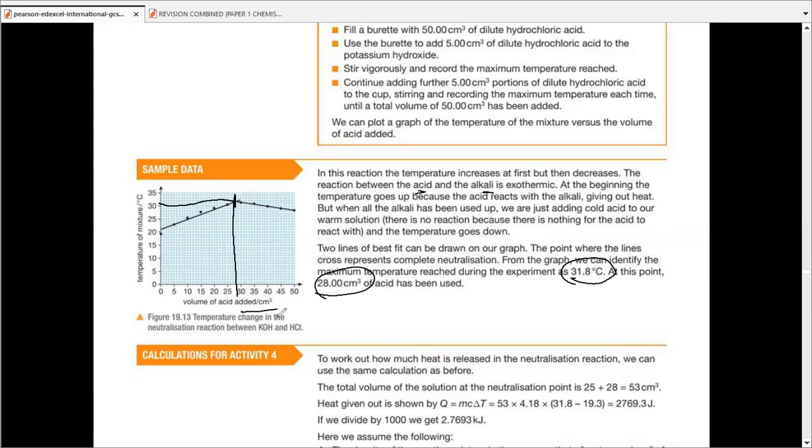Now you would understand why we have involved the graph. We have involved the graph to find out the maximum temperature reached and the amount of acid used exactly at that temperature. Because it would be very difficult, since we were adding portions of 5 cubic centimeter, we would never know how much the exact amount of acid was added. So the graph helps us with calculating the amount of acid added as well as the highest temperature reached. Since we have the values with us now, let's move on with our calculations.